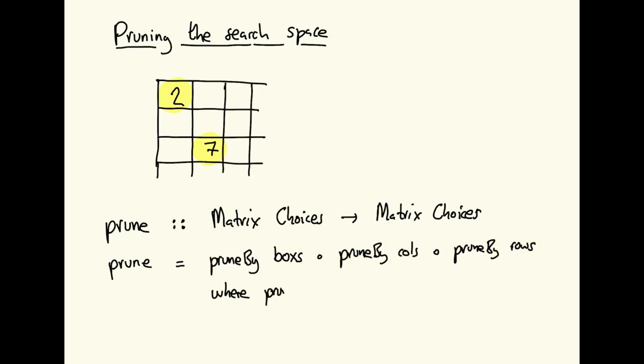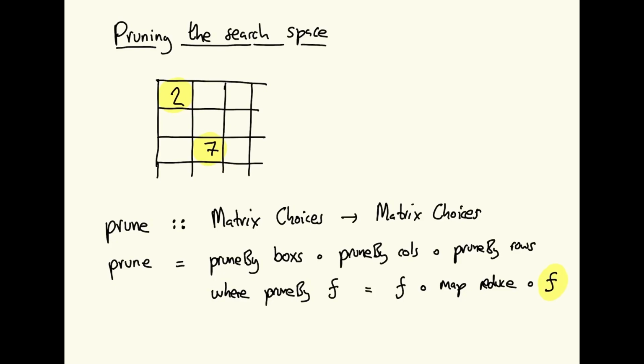And what prune by is going to do is you give it one of these functions, rows, columns, or boxes, and it does a simple function composition. And this is the clever part. You give it a function f, which will be one of rows, columns, or boxes, and then it's a simple function composition. Imagine f was the columns function. Okay, so we'd apply the columns function.